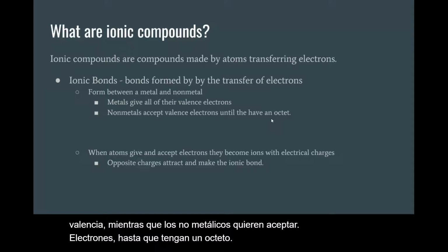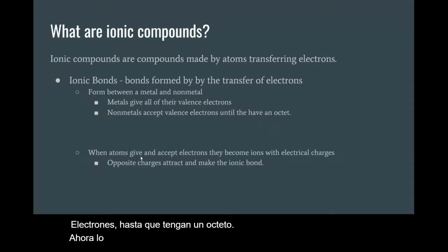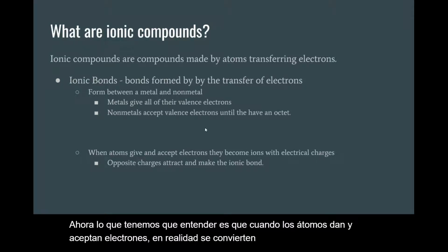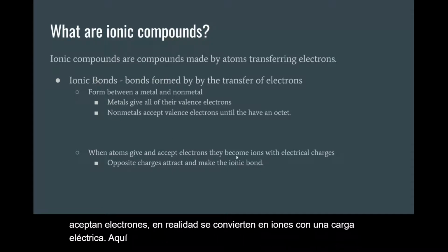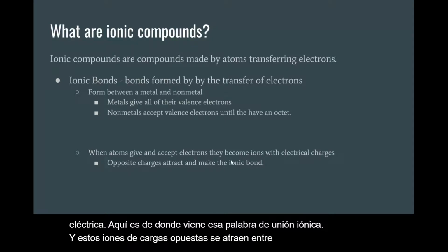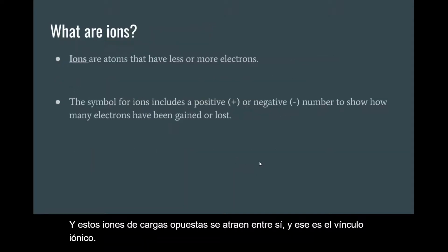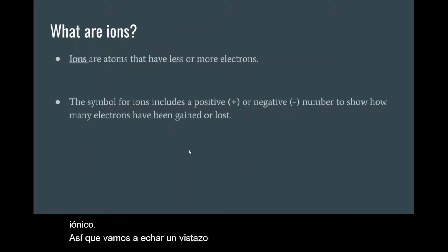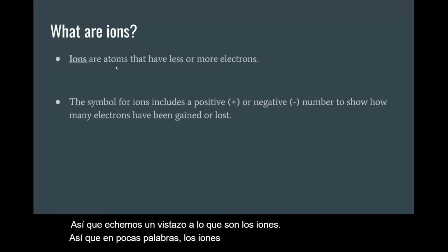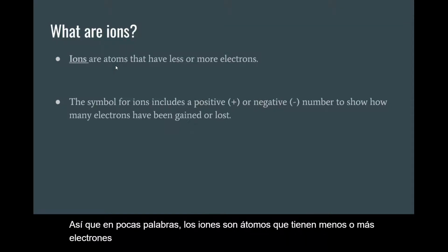Now, what we have to understand is that when atoms give and accept electrons, they actually become ions with an electrical charge. And this is where that word ionic bonding comes from. And these ions of opposite charges attract each other, and that is the ionic bond. So let's take a look at what ions are. So simply put, ions are atoms that have less or more electrons than they typically do in their normal state.